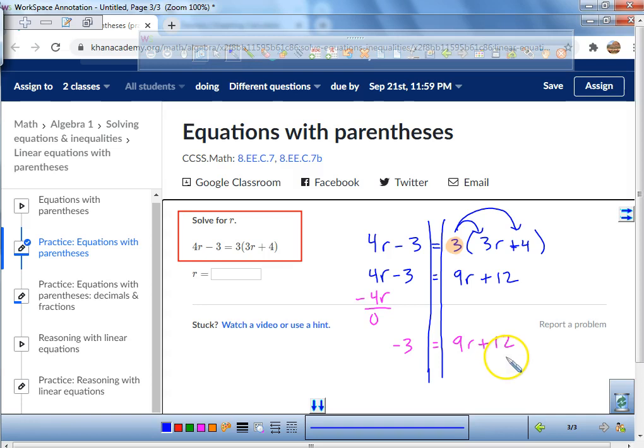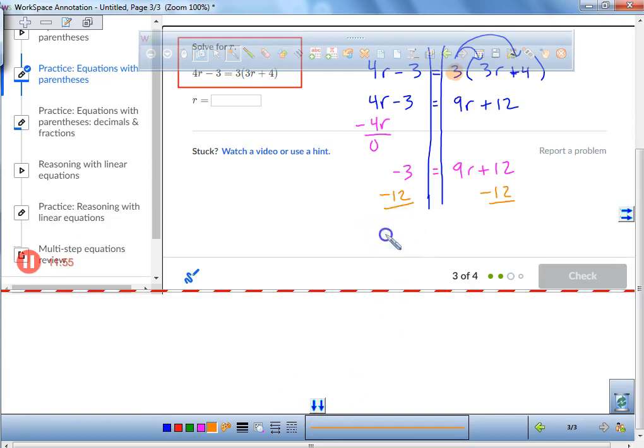So here we go. What are we going to do with this 12 right here? What's the additive inverse of a 12? Negative 12, yeah. So we minus 12 on this side, minus 12 on this side. All right, so we get negative 15 equals what? Wait a second. I messed up. I forgot I did minus 4r on this side, but I forgot to do minus 4r on that side. Somebody should have told me about that. Oh well.